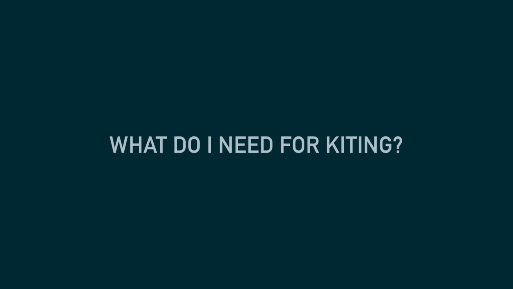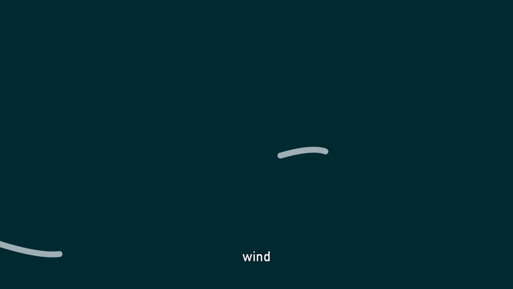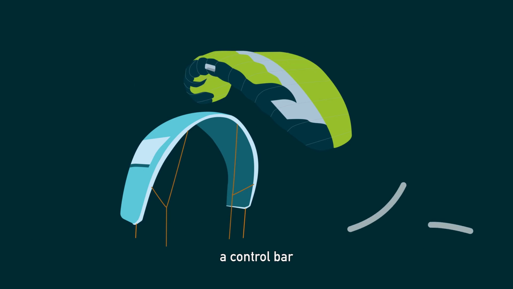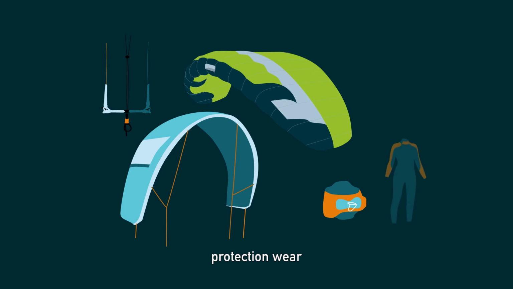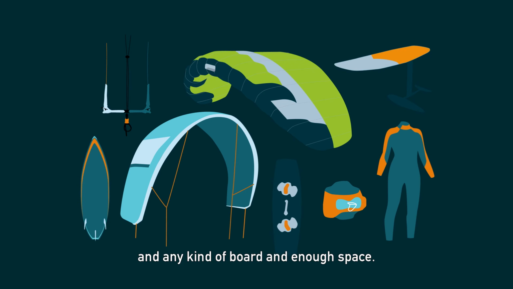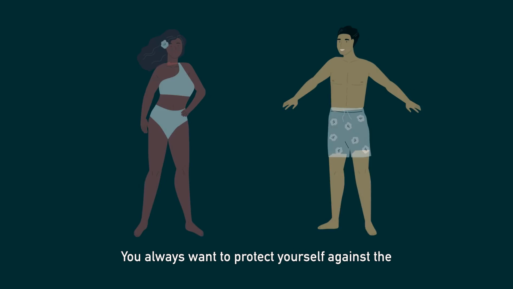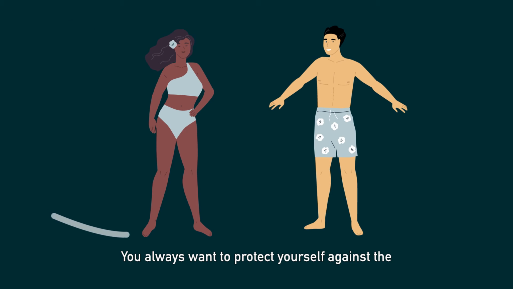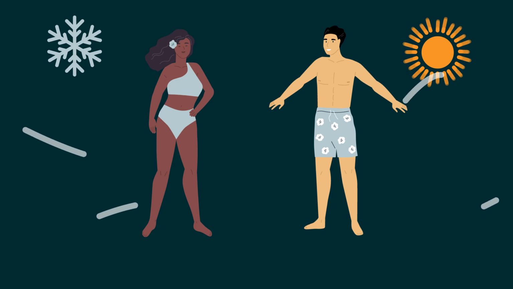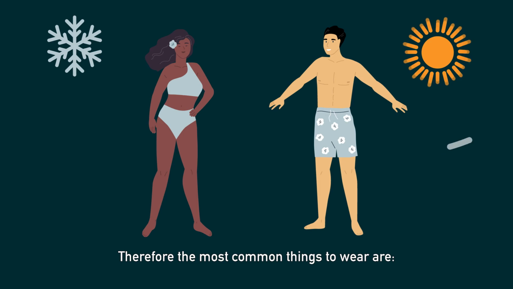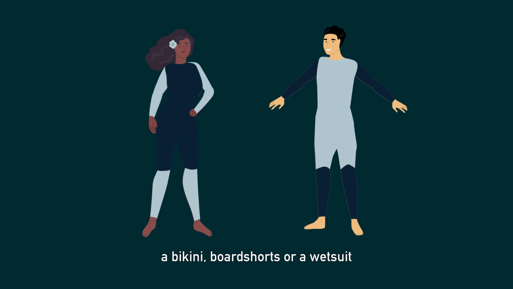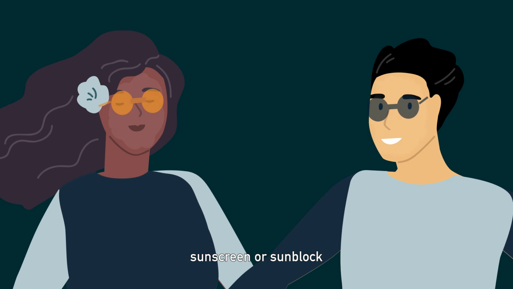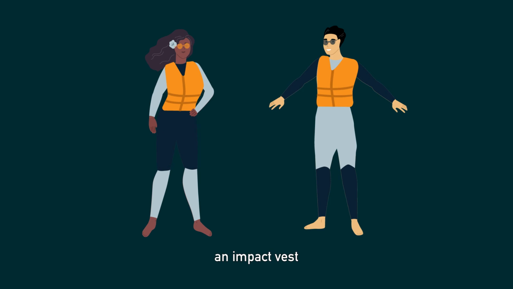What do I need for kiting? Wind, a kite, a control bar with a functioning safety system, a harness, protection wear, and any kind of board and enough space. You always want to protect yourself against the cold, sunshine, and wind. Therefore, the most common things to wear are a bikini, board shorts, or a wetsuit, sunglasses, sunscreen or sunblock, an impact vest, and a helmet.